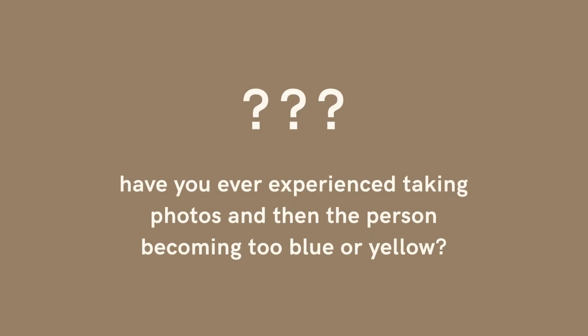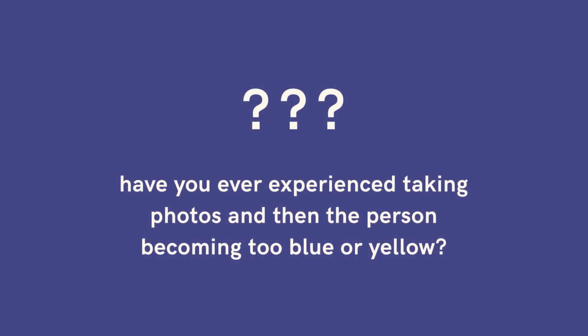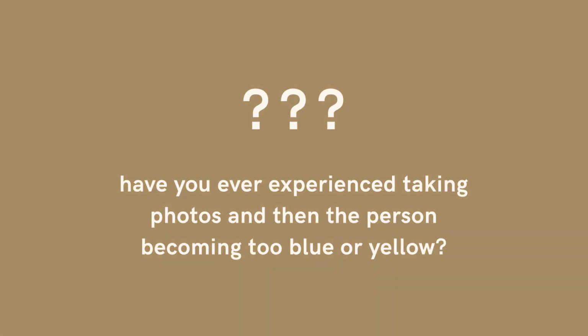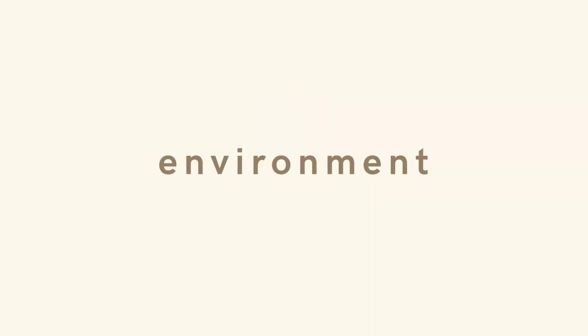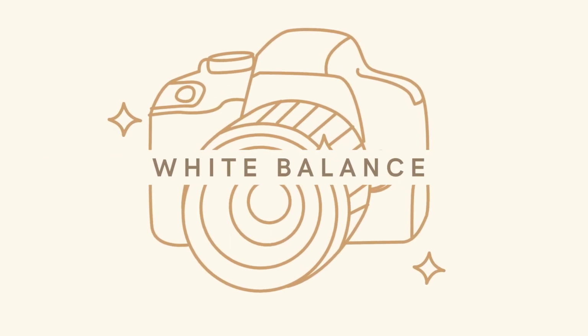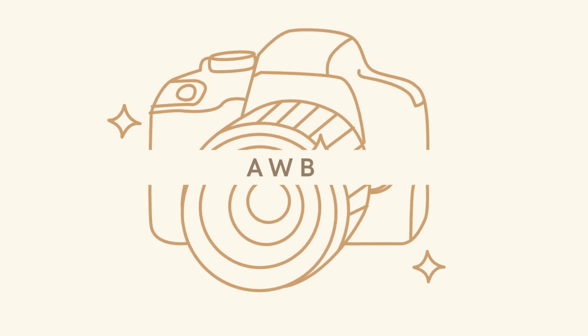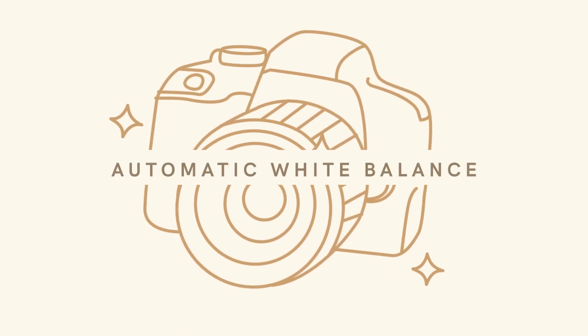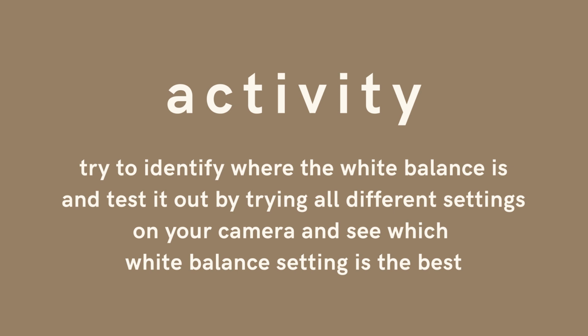Have you ever experienced taking photos and the person becomes too blue or yellow? Usually this is caused by the environment that you're taking your picture in. White balance is a setting on your camera that adjusts the color temperature of your environment to make it neutral. Depending on your camera, it will offer various white balance settings, starting with AWB, which means automatic white balance. What I want you to try to do is to identify where the white balance is and test it out by trying all different settings on your camera and to see which white balance setting is the best.